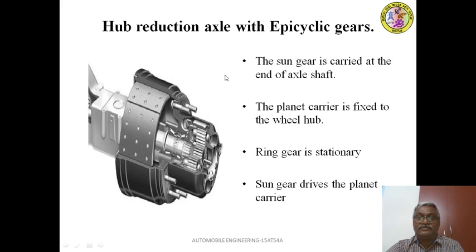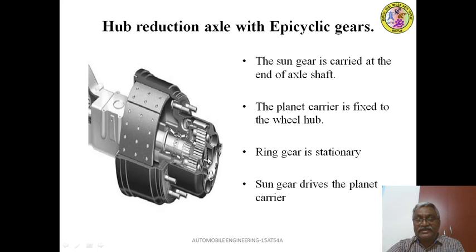Next, another important type of arrangement. This is the hub reduction axle with epicyclic gears. This type of arrangement is also used in different types of heavy commercial vehicles or heavy duty vehicles, military tankers, and also in tractors. This is the axle shaft.